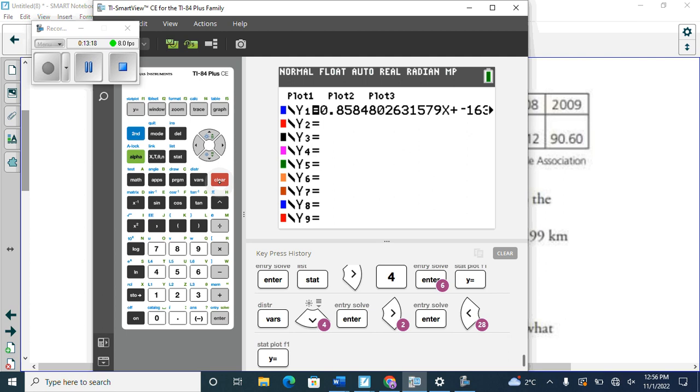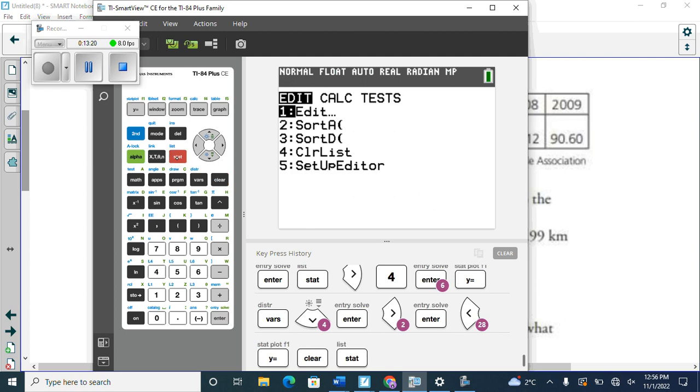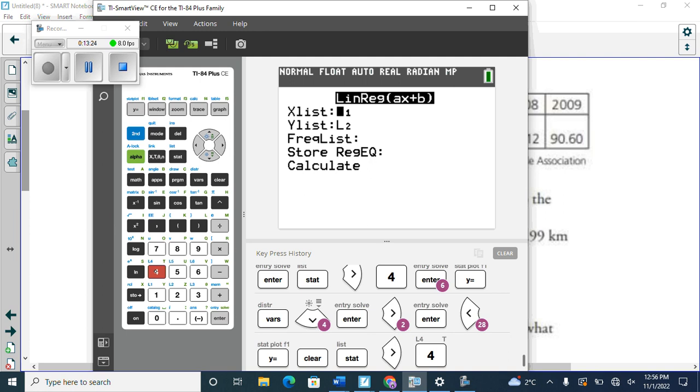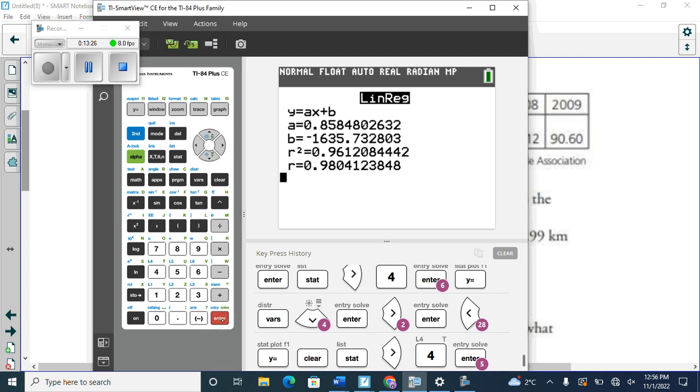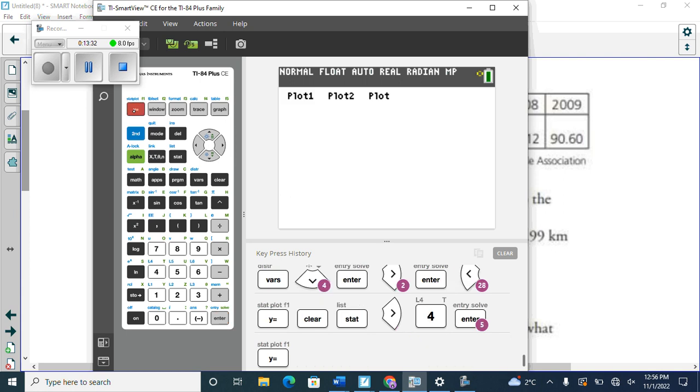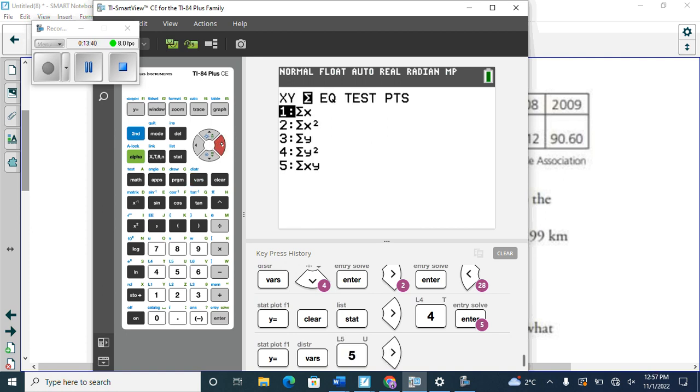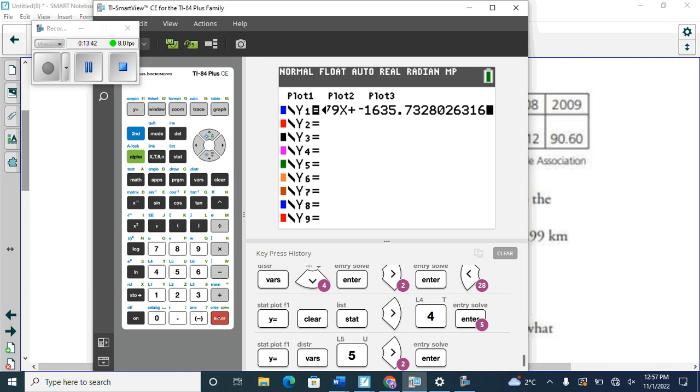You're going to clear this. You're going to go stat. You're going to go calc. You're going to pick number 4 again. You're going to hit enter once because you don't have the same screen as me. You hit enter once and you have this now on your screen. We agree? Then what is your next step? To go to y equals. Then you press vars. Down to statistics, number 5. Over to equation. Enter. And you have it in your y equals.